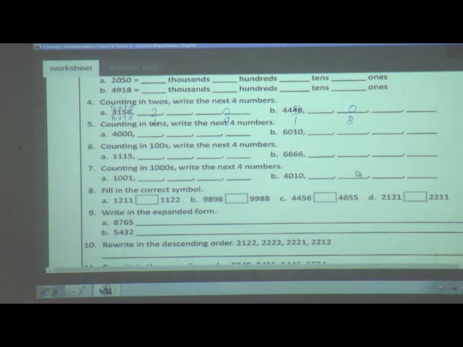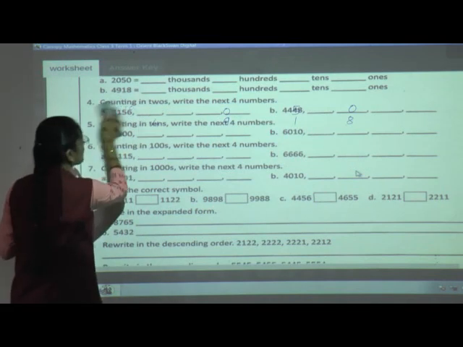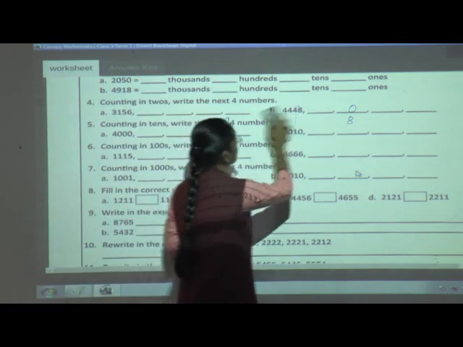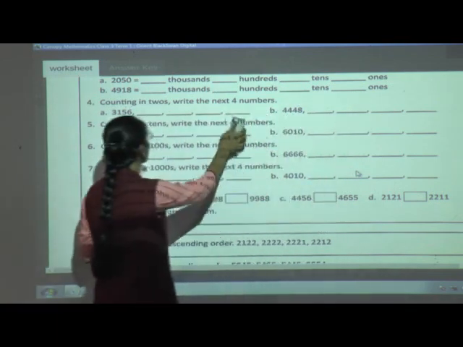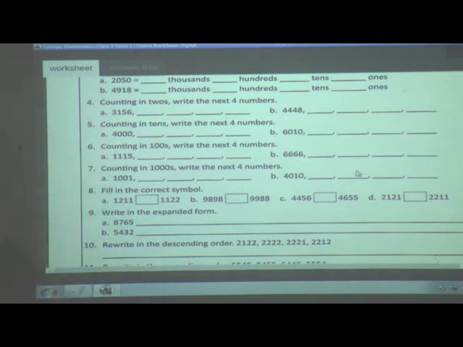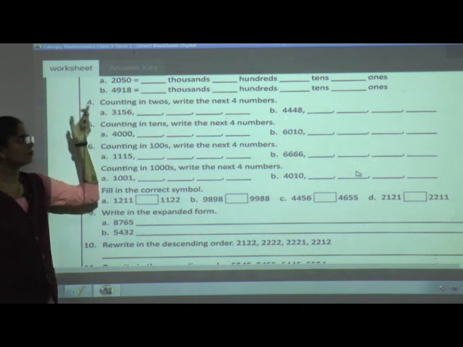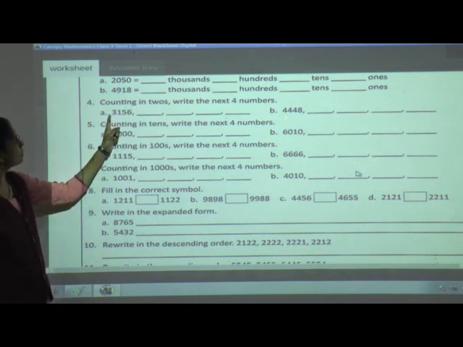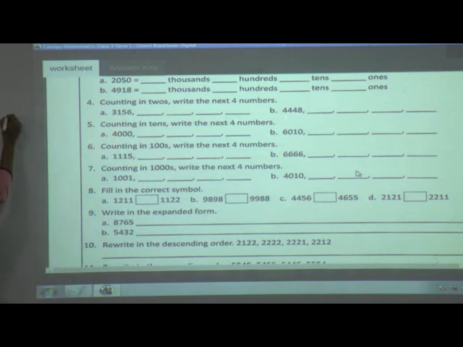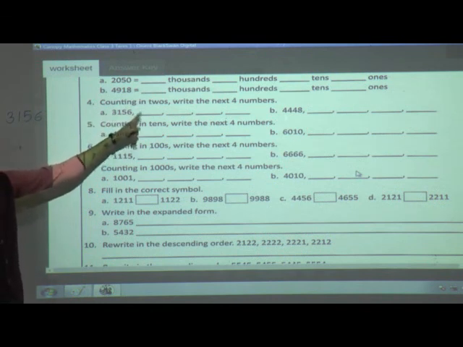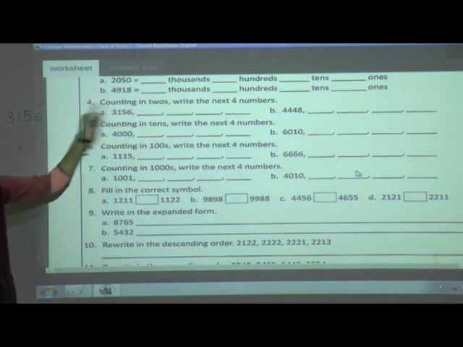Counting in twos and write the next 4 numbers. Now what we have to do here? Yes, just we have to add 2 to the given number. So see the first number that is given to us, 3156. I will write the number here, and counting in twos means we have to add 2 to the given number. Okay, first we will add 2 to this number.